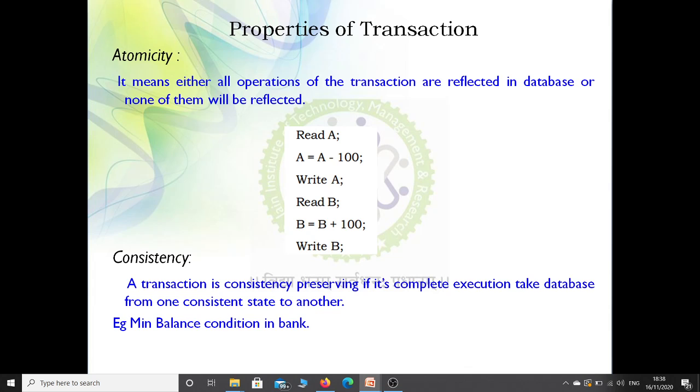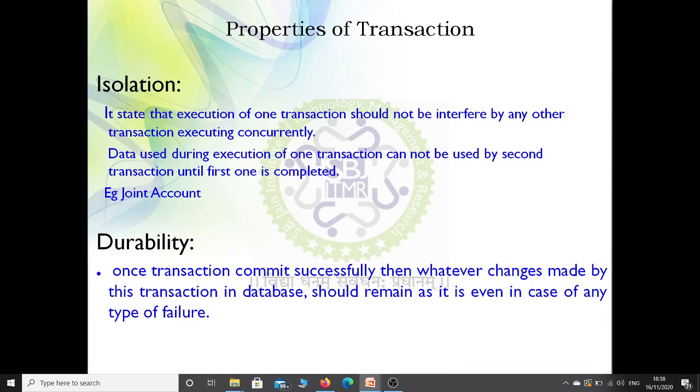Now the next is consistency. The consistency property is maintained by atomicity, isolation and durability. That's why first of all we understand the isolation and durability properties, and then we will come back to the consistency property, because consistency is maintained by isolation and durability. So what is isolation? The next property is the isolation property.